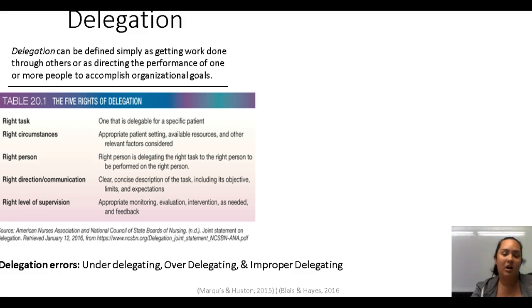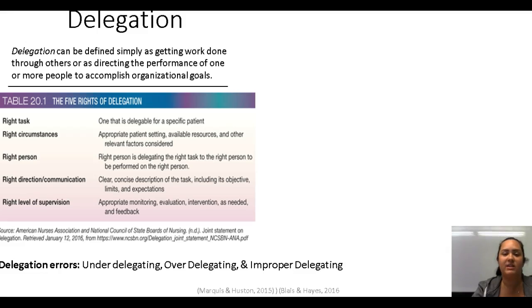There are also 3 delegation errors. The first one is under delegating, so not passing off tasks to people like you're supposed to or that you could. This is usually due to the lack of trust to your subordinates. The next one is over delegating. This is actually the opposite. So instead of not giving enough tasks, you're giving them too many tasks to do. So they can feel overwhelmed and almost feel like this is a burden to be helping out.